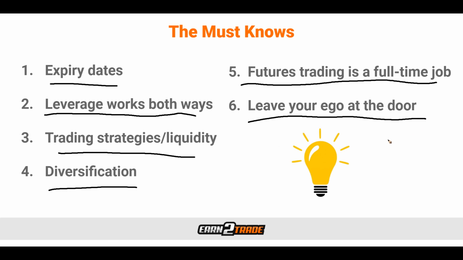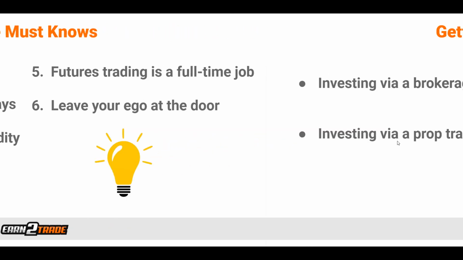And then number 6 is leave your ego at the door, and this is extremely important as well because ego has no place in the trading world. We need to be almost robotic and calculated in our decision-making process. Very rarely do our emotions positively impact our trades, and this is always important to remember.